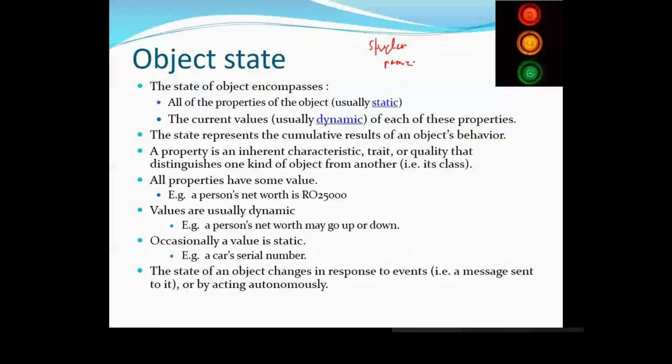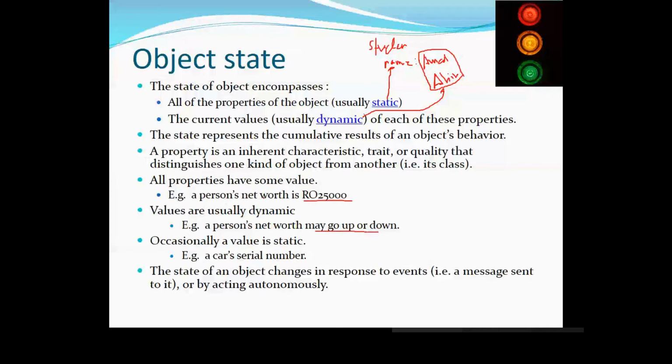Now, the value of the property changes. This will represent the behavior of the object which changes the value. So when the object does something, the property will change. If the property changes, that means the state of the object could change. For example, a person's net worth may grow up, so it has some value, and the value could be dynamic, not just a fixed value.